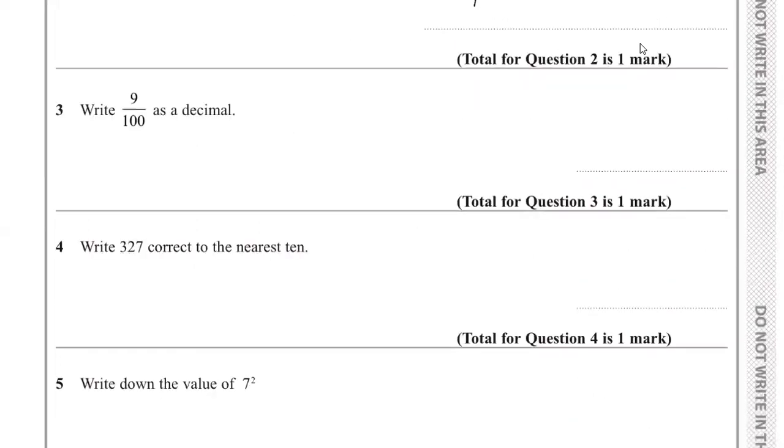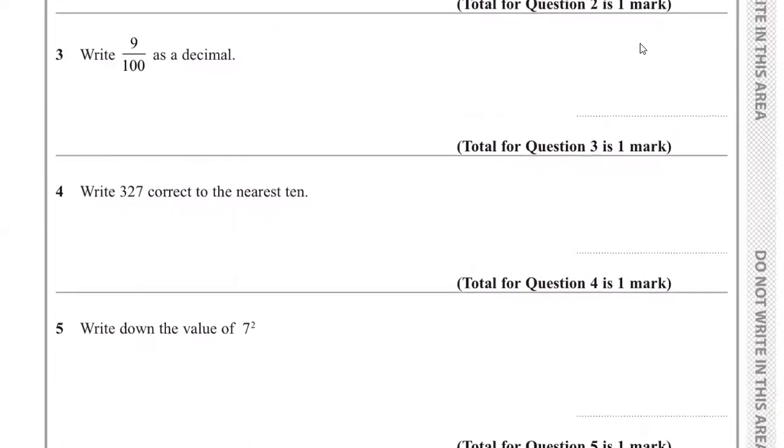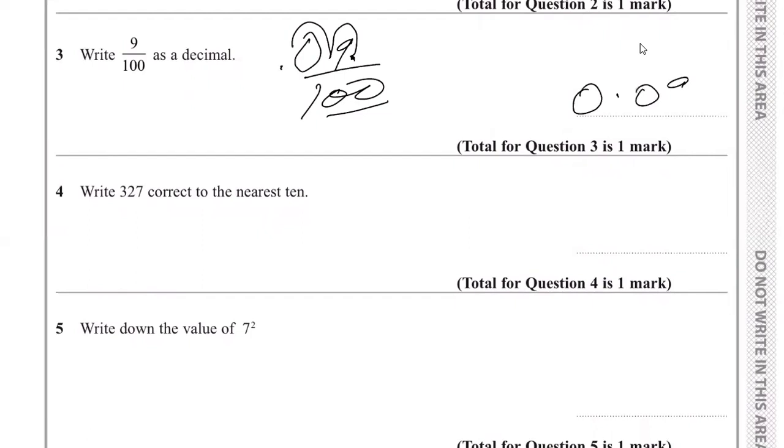Let's go to number 3 now. Number 3 says, write 9 over 100 as a decimal. So basically, just set it up nicely. We're going to be dividing by 100. So we're going to move the decimal point, which is located to the right of 9, 2 places because there are 2 zeros. So let's just say 1, 2. So as a decimal, it would be 0.09. So it's 0.09 as the decimal.